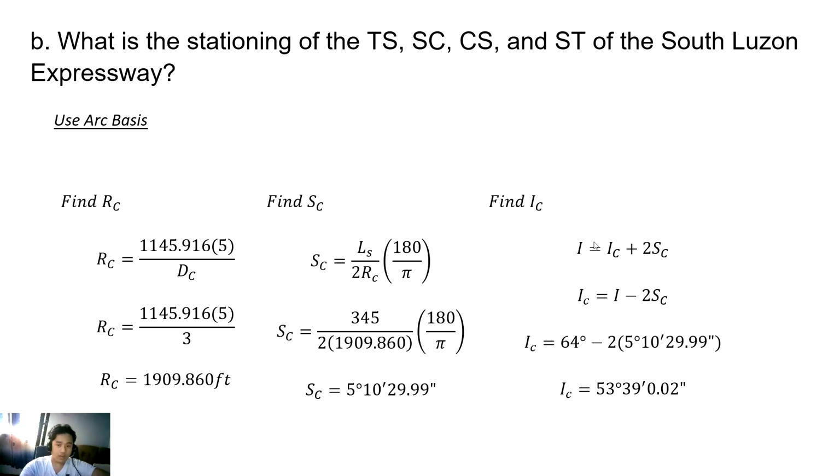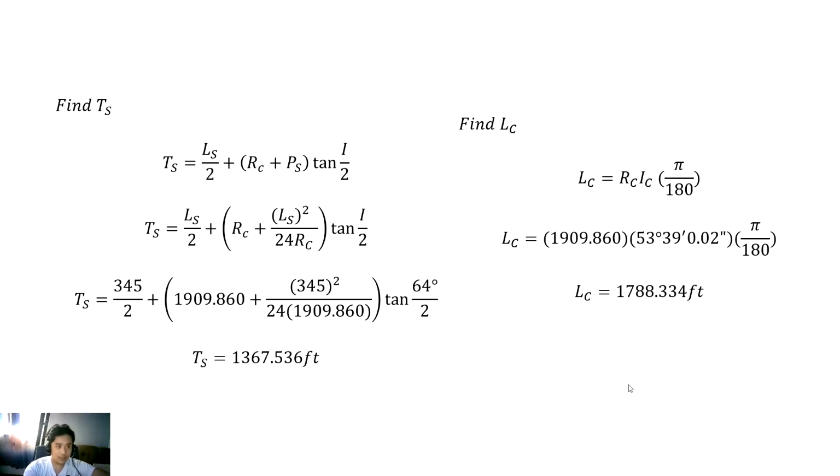Para naman makuha yung IC, gagamitin ulit natin ang formula na I equals to IC plus 2SC. So, IC equals to I minus 2SC. So, magiging 64 degree minus 2 times 5 degree, 10 minutes and 29.99 seconds. So, ang IC natin ay 53 degree, 39 minutes and 0.02 seconds.